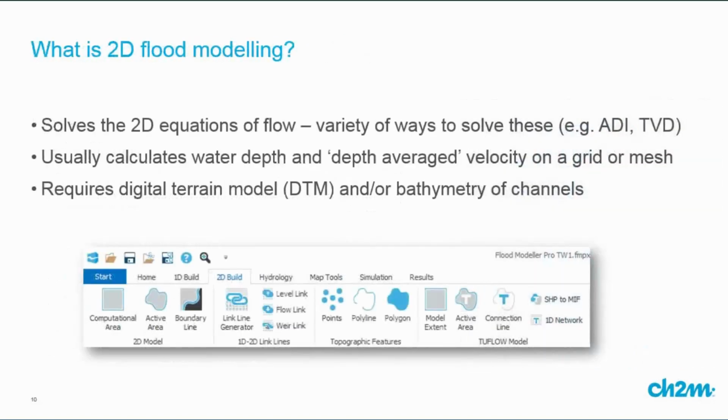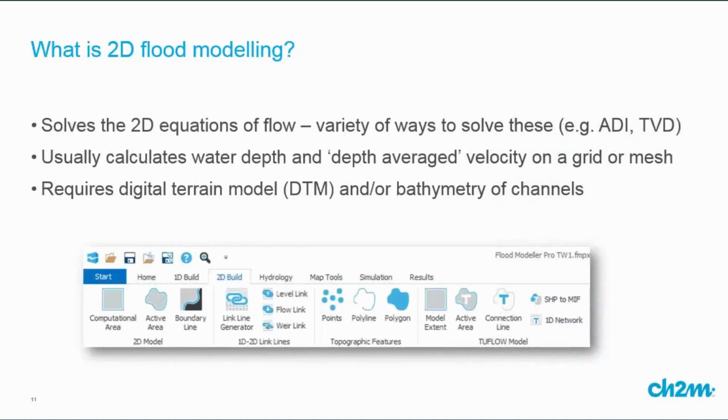So let's move over to 2D modelling. So 2D modelling, now it's solving what's called the 2D equations of flow. So it's the same characteristics those equations are representing, so it's conservation of momentum and conservation of mass, but this time it's solving them in two dimensions, sort of like an x and y, or an easting and northings direction, if you like.